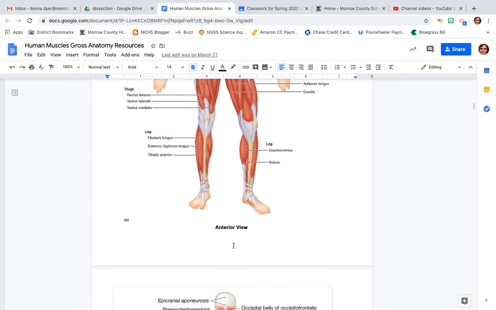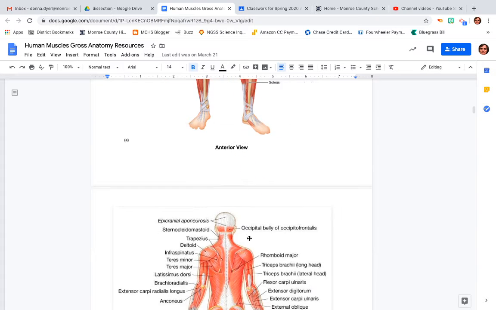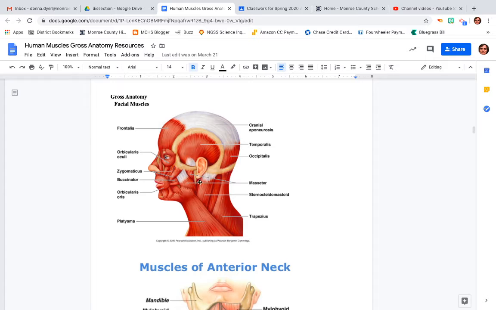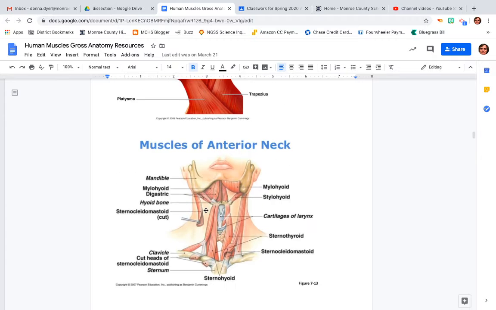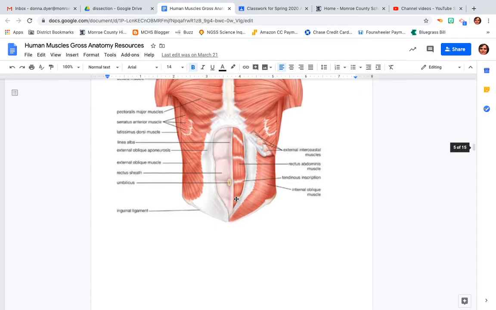So the label of anterior and posterior view is very important when it comes to especially arm and leg pictures, because it may be hard to know what you're looking at unless you realize which side of the arm or leg that you're looking at. So here we can see this is a lateral view of the face. I think that's pretty obvious. This is an anterior view of the neck. It tells you here anterior neck. So again, the front of your neck.